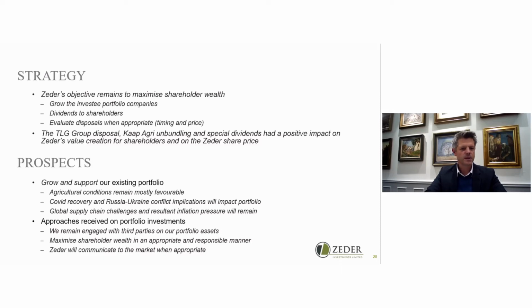In terms of the prospects going forward, we're sitting in a good agricultural cycle. That's obviously very good for our portfolio companies. Yes, we have supply chain risks and challenges, and the Russia-Ukraine conflict also has implications for the portfolio, but they're being monitored and they're being managed well. In terms of the approaches we have on our portfolio investments, we remain engaged with third parties on our portfolio assets. As I said before, our strategy is to maximize shareholder wealth in an appropriate and responsible manner.